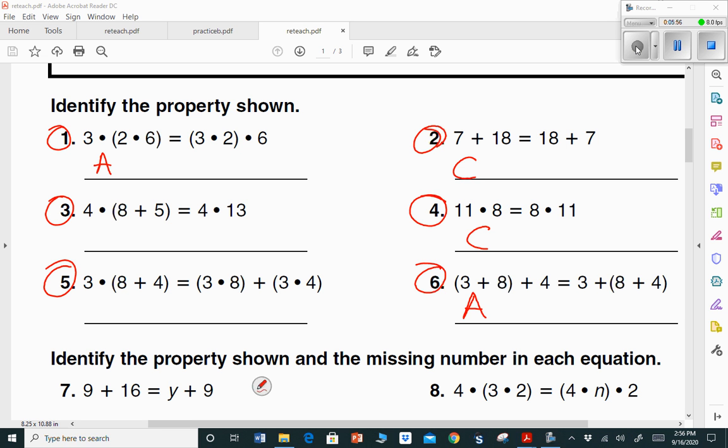So that's associative. And you can guess that these other two right here, what's left? That's the distributive property. 4 times 8 plus 4 times 5 is the same thing as 4 times, add those up, 13. 3 times 8 plus 3 times 4 is the same thing as 3 times 8 plus 3 times 4.